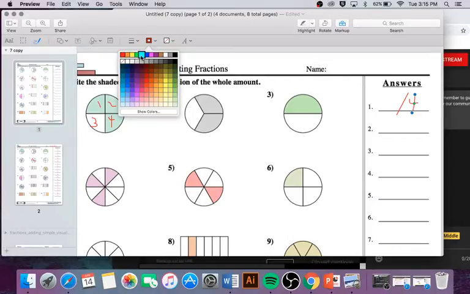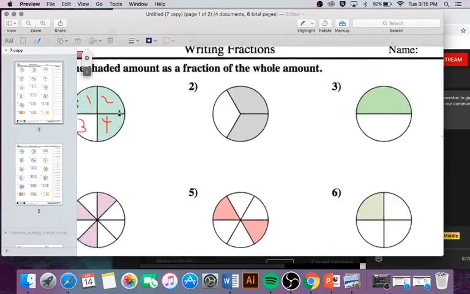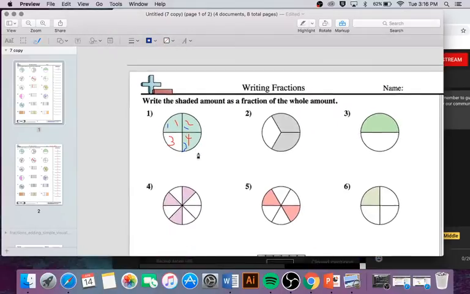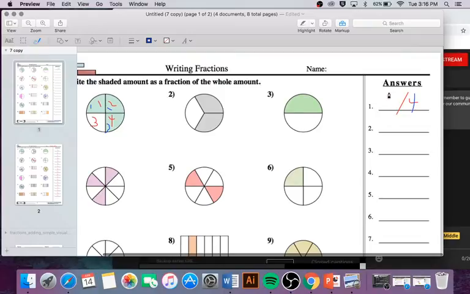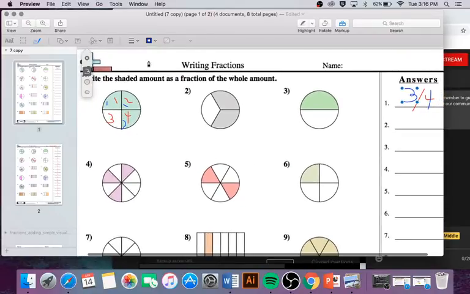Now we're going to look at how many parts are shaded. So we have 1, 2, 3 shaded parts. So our top number is going to be 3. So our answer for number 1 is 3/4.